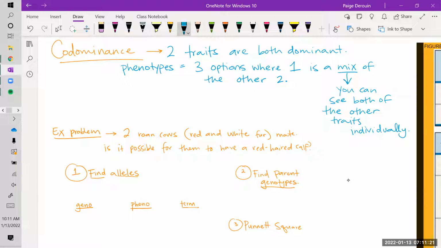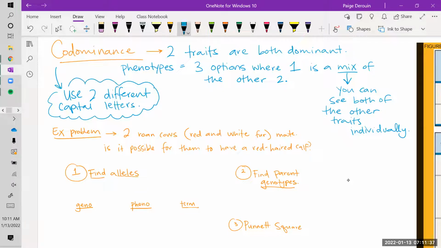When you do this, you're going to use 2 different capital letters. And the reason you're doing that is because they're both dominant traits. So you're going to have no lower cases and you're going to use only caps. And we're going to do an example in just a second with cow blood type. And let's look at it now.